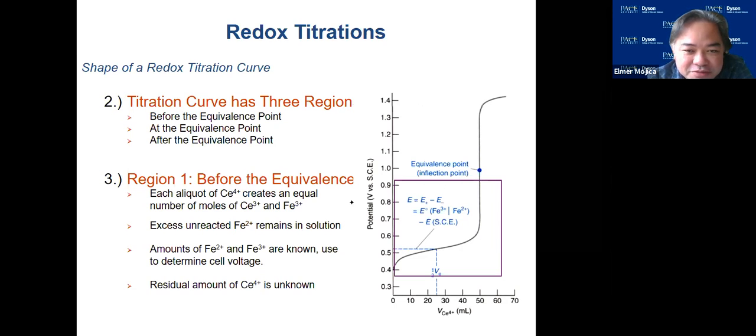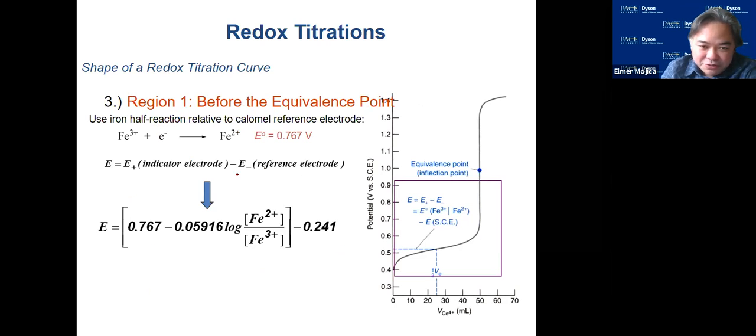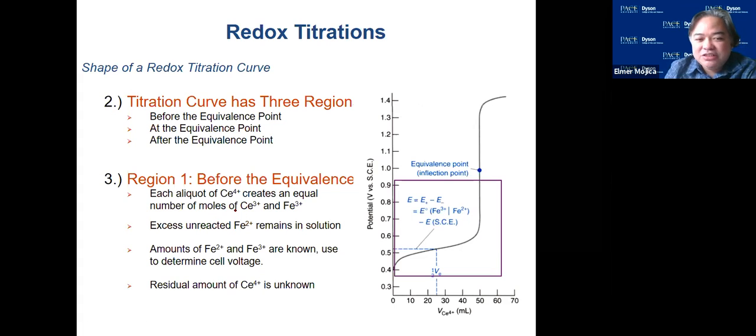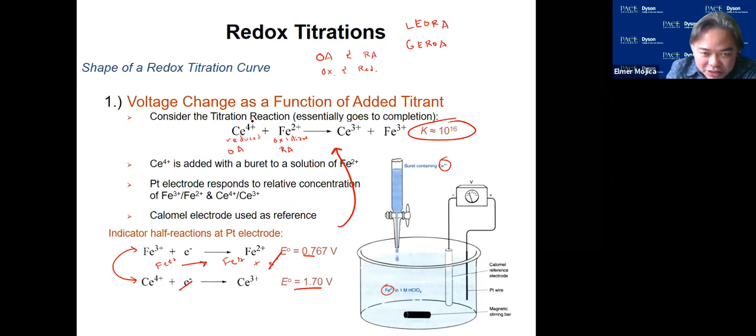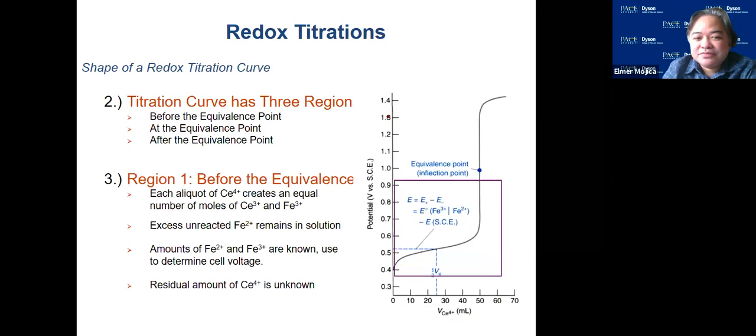So if you're going to look at before the equivalence point, whenever you add Ce4+, you create an equal number of moles of Ce3+ and Fe3+. Because every time you add some of this, both of them are converted to form this and this one. And you have excess Fe2+ that remains in the solution. So the amounts of your Fe2+ and Fe3+ are known, and from that you can determine the cell voltage.